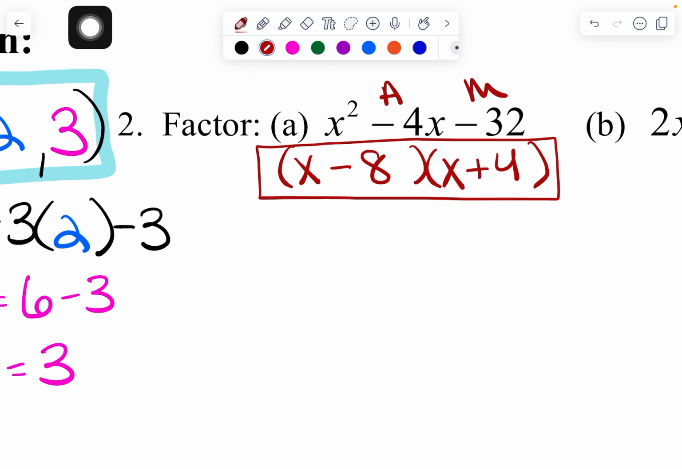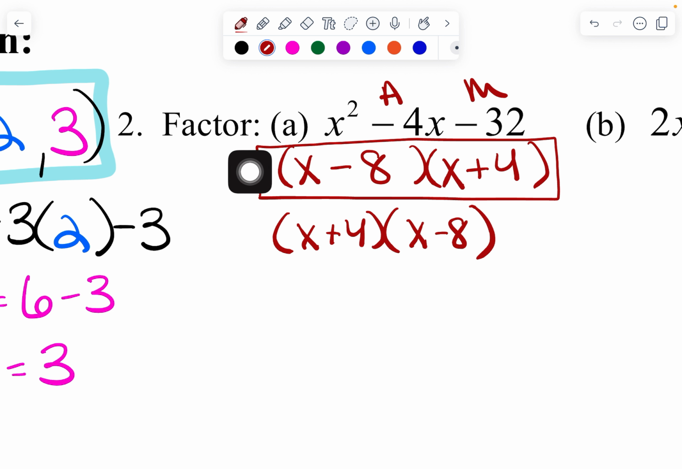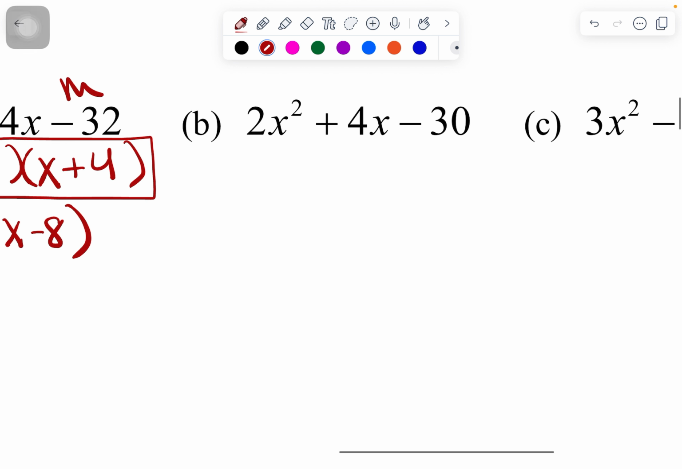Now, as always, when you factor, you could have the factors written in either order. There's nothing special about having the x minus 8 first. So if you had x plus 4 first and then the x minus 8, those are the exact same answer. Just understand that. All right, so part A is done. I'm going to slide on over to part B.